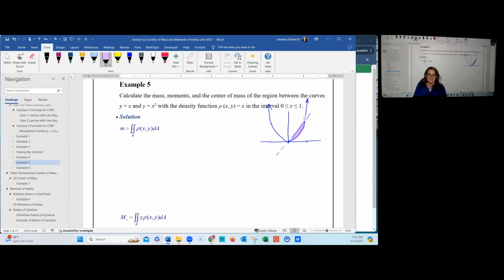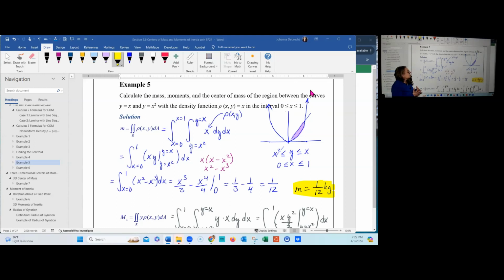In order to find the center of mass, we're first going to find the mass, and then we'll find the two moments. So when I compute the mass, I take the double integral of the density function, and in this case, the density function is x. So integrating x with respect to y first just gives me xy evaluated from x squared to x, which gives me x squared minus x cubed for the new integrand. I integrate that with respect to x, and I get x cubed over 3 minus x to the 4th over 4 from 0 to 1, which gives me that the total mass is 1/12 of a kilogram.